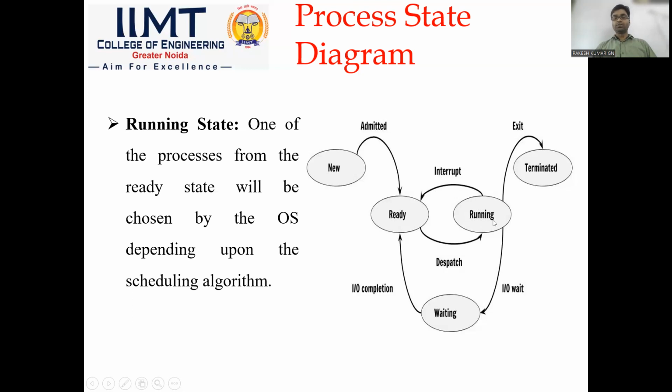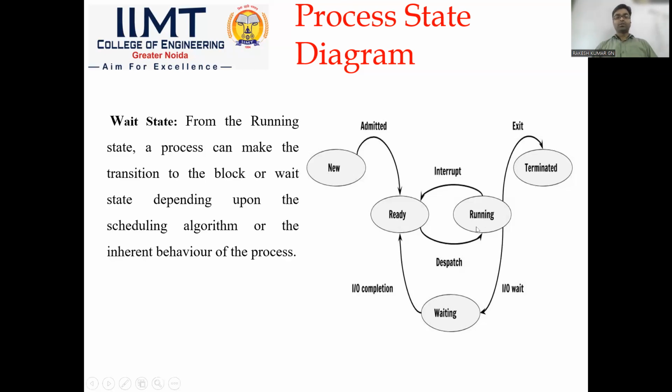So this is the role of interrupt and IO wait. IO wait basically means that when any of the running processes wants some IO, it moves from the running state to the waiting state, and after it completes its IO need, it directly moves from the waiting state to the running state to complete its execution further.